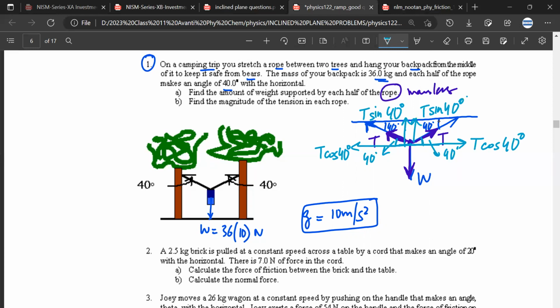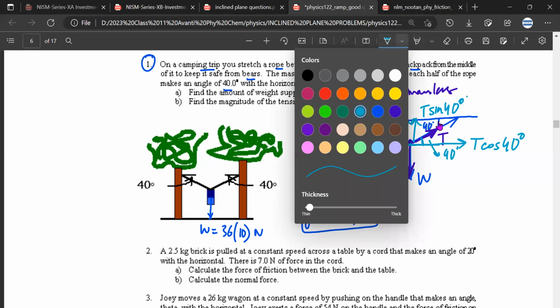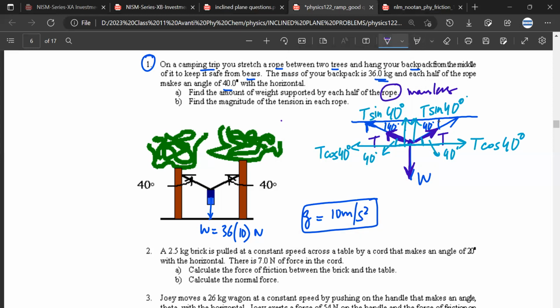Now, if you look at this closely, this is where our answer will lie. This T cos 40 degrees and this T cos 40 degrees cancel each other. And that is why there is no movement in this direction. In horizontal movement, there is no movement.